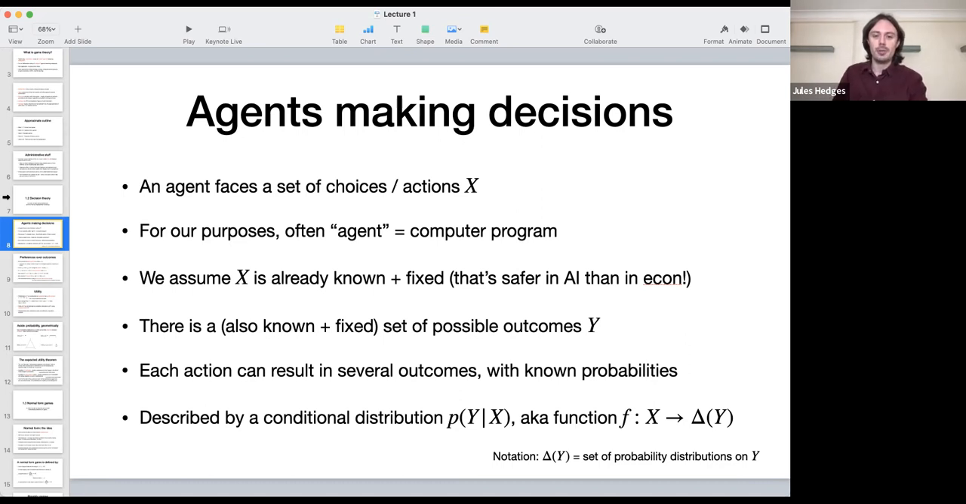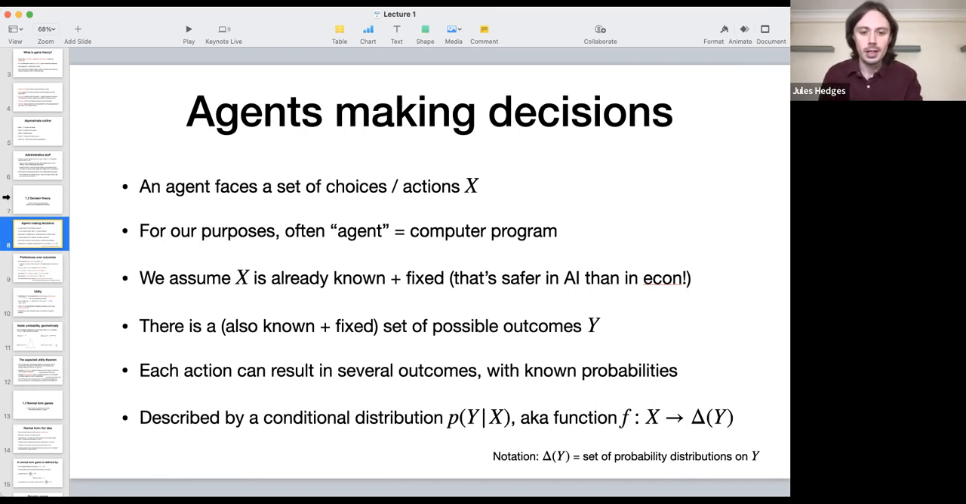Anyway, so we have an agent who has to make a selection from a set of choices. And we're going to assume that this set of choices is known to us and to the agent, and that it's fixed, it can't change. So if you're an economist studying human decision making, then this is a bit of a sketchy assumption. But luckily in computer science, our lives are a bit easier because it's quite often safe to assume that the set of things that your program can do is fixed up front by the designer.